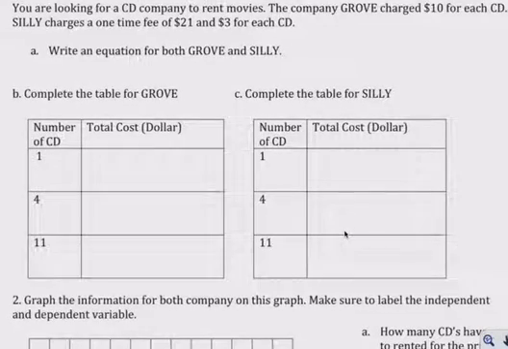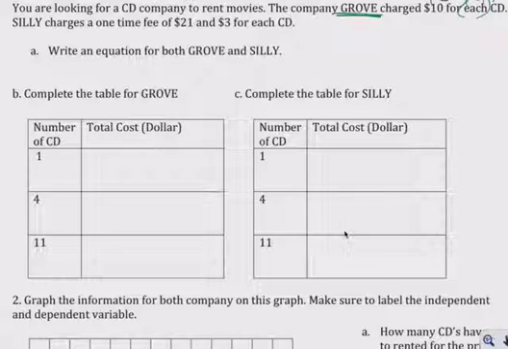Here we go. This says, you are looking for a CD company to rent movies. The company Groove charges $10 for each CD. Silly, so you got Groove, if you've forgotten this, charge $10 for each. Each means times, 10 times the number of CDs.